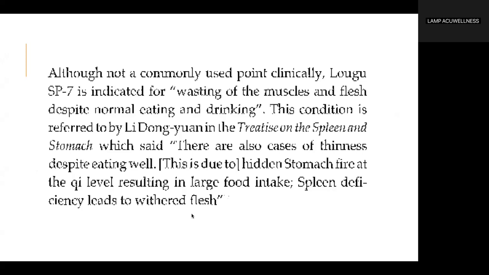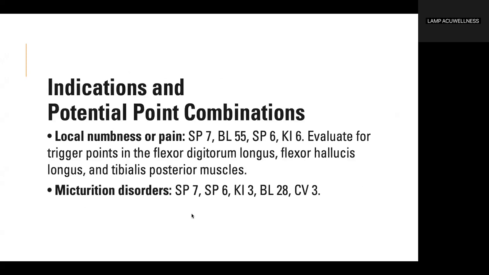Although not a commonly used point clinically, Lougu, Spleen 7, is indicated for wasting of the muscles and flesh despite normal eating and drinking. This condition is referred to by Li Dongyuan in the Treatise on the Spleen and Stomach, which said there are also cases of thinness despite eating well. This is due to hidden stomach fire at the qi level, resulting in large food intake. Spleen deficiency leads to withered flesh.